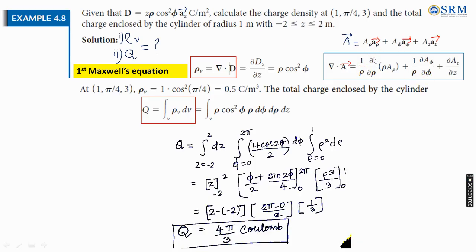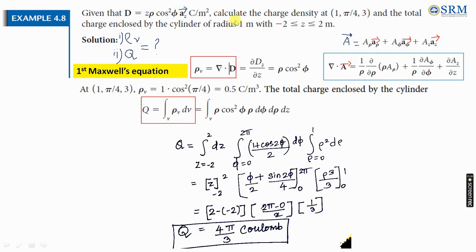Here, if you see from the given expression, this unit vector is along the z-axis. So we are not bothered about the other two coordinates. We just have to take the partial differentiation of this z component with respect to z. Only the dDz by dz term is present, apart from the other rho and phi components, which are not present. If I differentiate with respect to z, it is rho cos square phi.